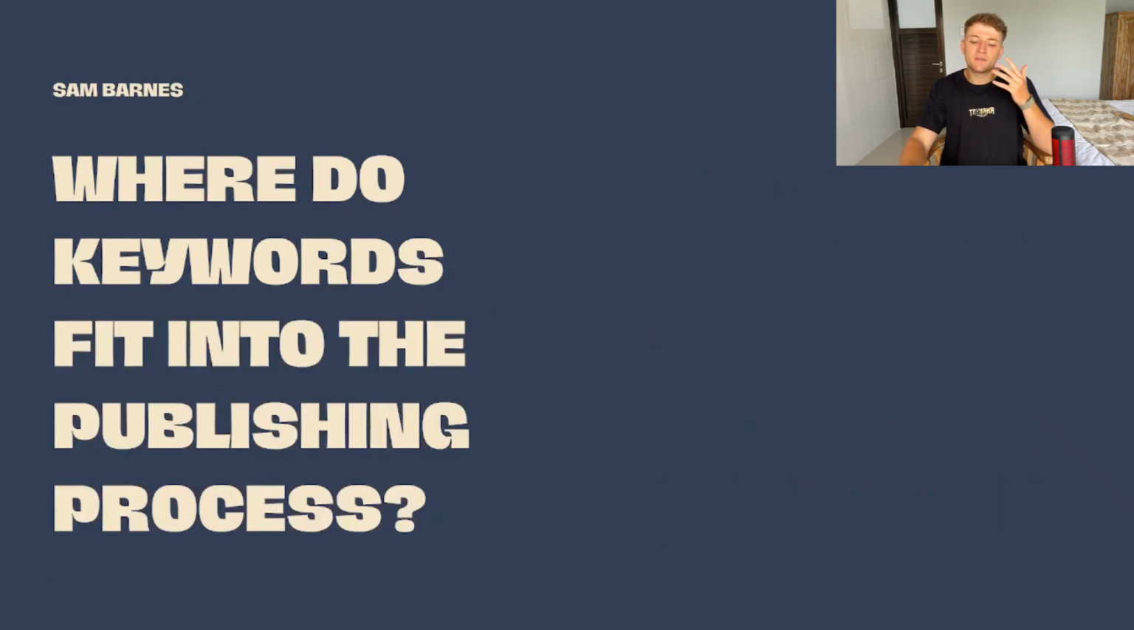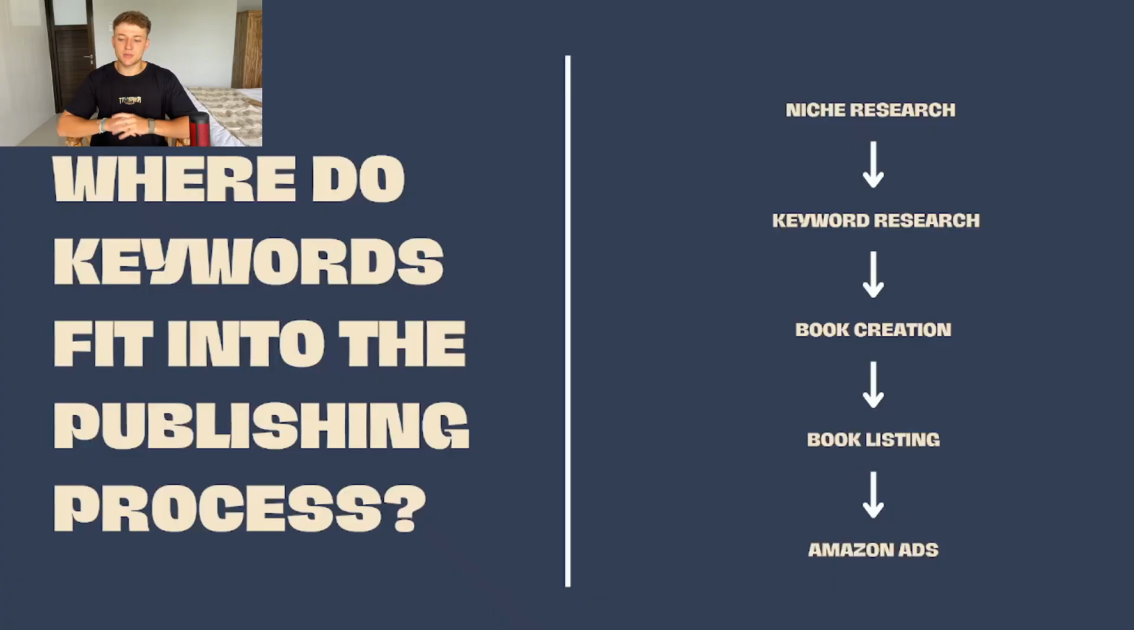So where do keywords fit into the entire publishing process? This is a very quick snapshot of my upload process and how I work my way through the stages of Amazon KDP. Again, if you're brand new to this it might be a little bit confusing, but it does make a lot of sense. It's very simple to understand. First of all, I will start with niche research. I'll then move on to my keyword research second, and then only at this point will I start creating my book.